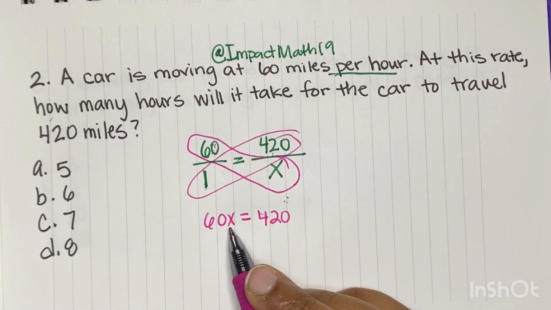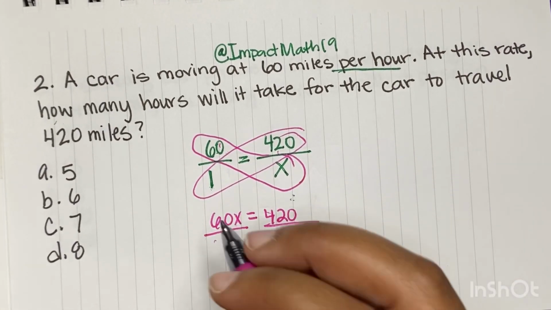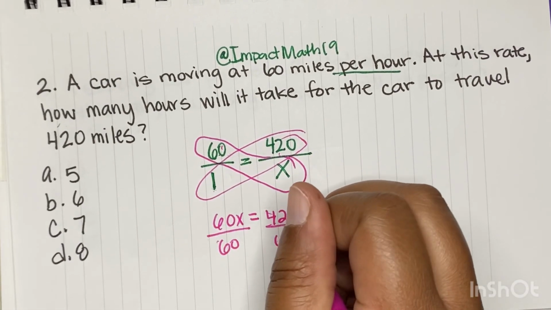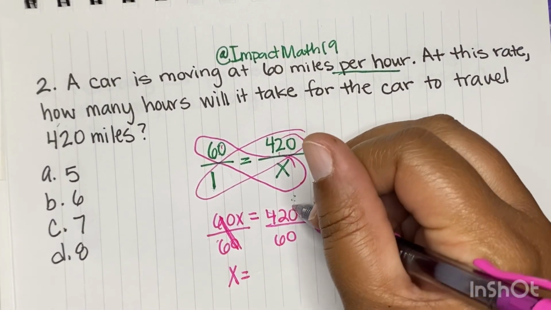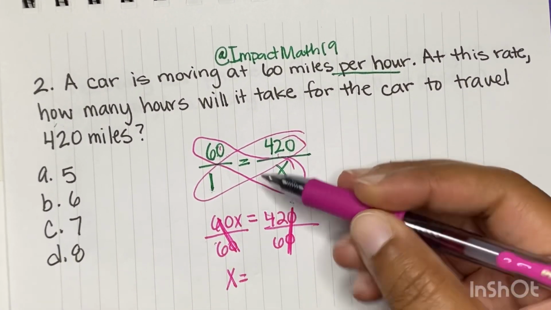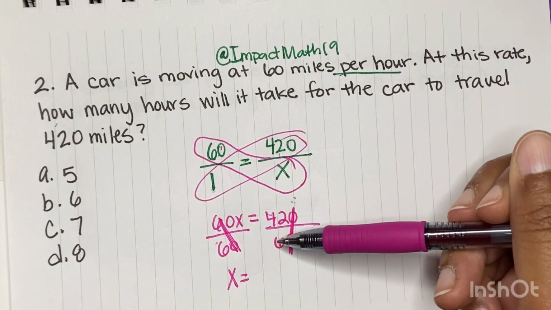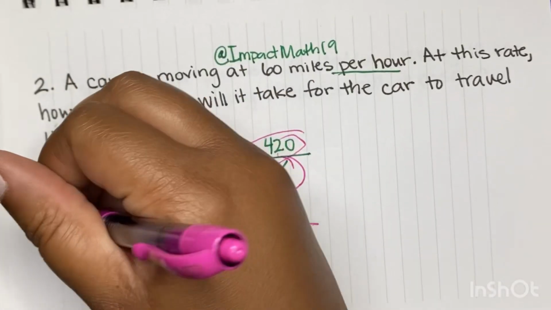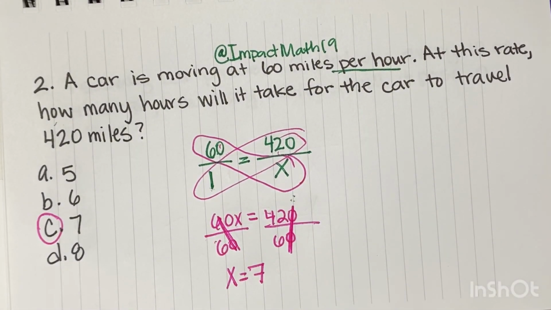And whenever you have a number attached to a variable, that's multiplying. So you have to undo it with division. So we're going to divide both sides by 60. And we get X equals, cancel out these zeros. So really, let's look at our answers. 42 divided by 6. Better yet, 6 times what gives us 42? C is our answer. 7 is our answer.